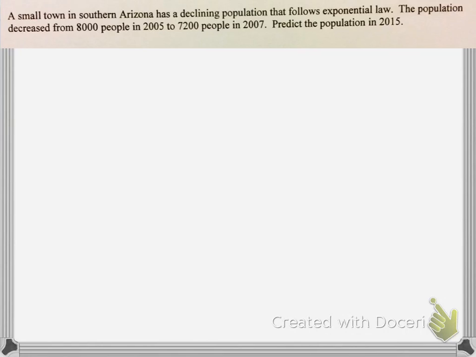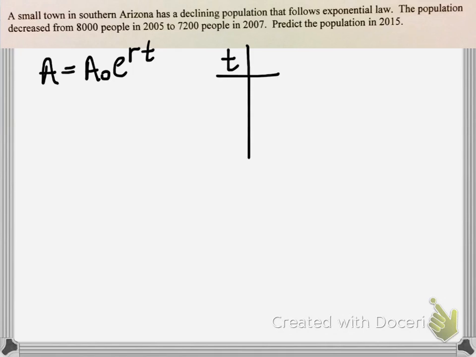So we can begin with our general model for any sort of exponential growth or decay. A is equal to a sub 0, e raised to the rt power. And so we want to compare time, how much time has passed, and what the population is in any given year. So rather than actually inputting 2005 for our t value and then 8,000 people for our a value, we want to actually have a time equal to 0.